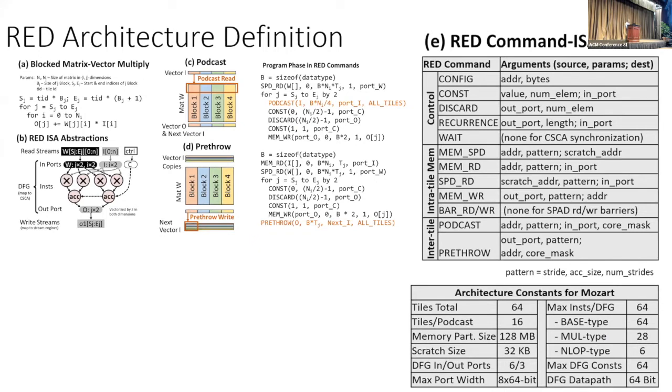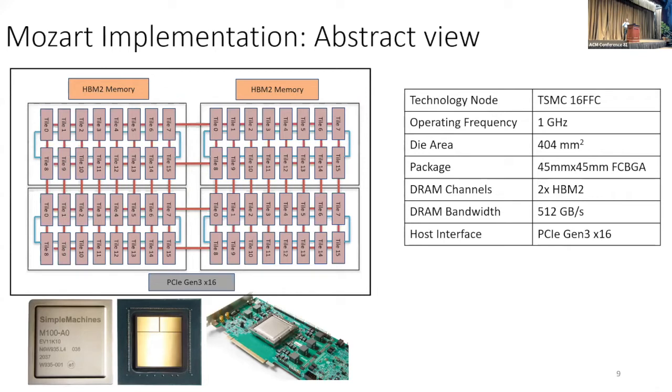Okay, so that's the architecture. Let's get to the implementation and then the microarchitecture a little bit. This is the abstract view of the implementation, I guess. We have a bunch of tiles. We have a network that implements this broadcast efficiently. We have two HBM2 memories and a PCIe controller. And this was implemented at TSMC, 16 nanometers with a clock frequency of a gigahertz and about a 400 square millimeter chip.